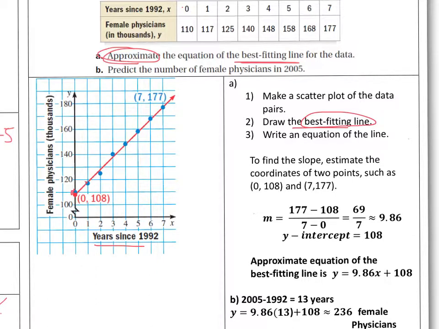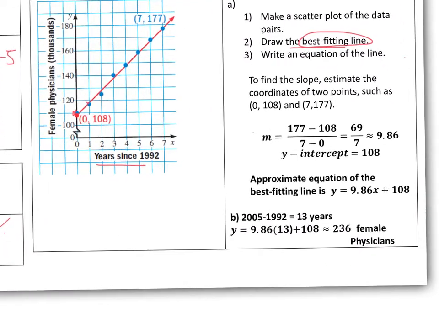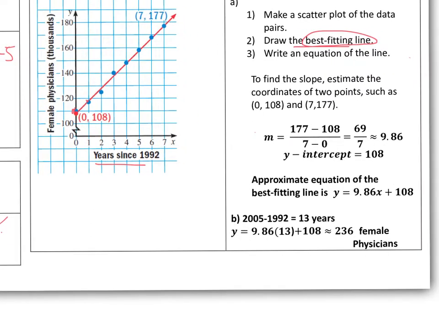And then you got to write the equation of the line. And how do you do that? You just estimate the coordinates of 2 points, such as (0, 108) and (7, 177). You must be wondering why it's (0, 108) when you have (0, 110) in your table. I obtained this from your textbook. I guess they're just trying to approximate a random point that might not lie on the best fitting line, but that's okay.